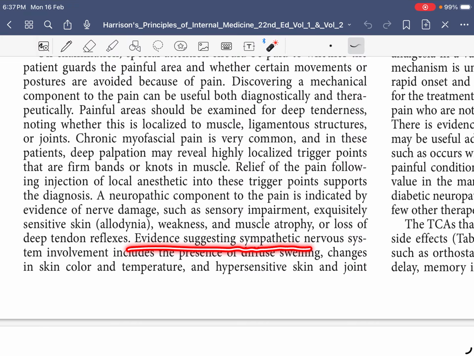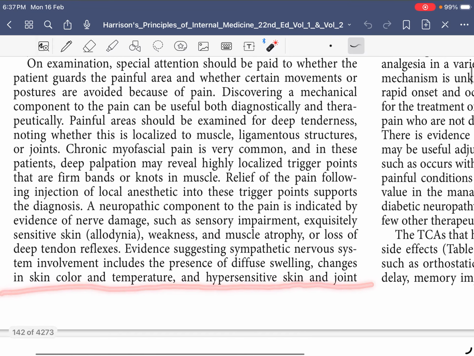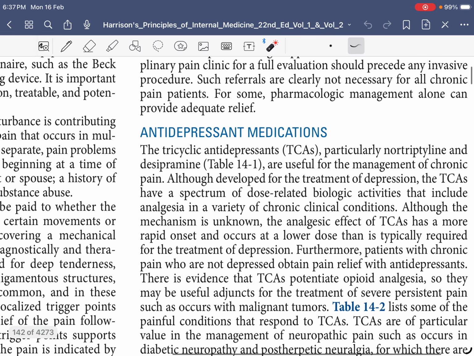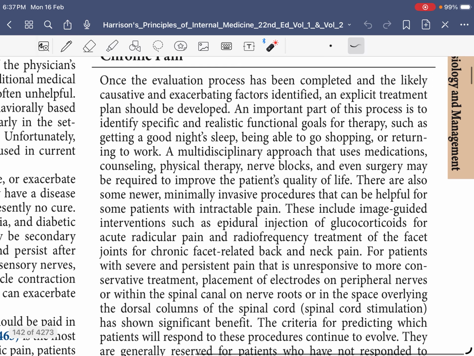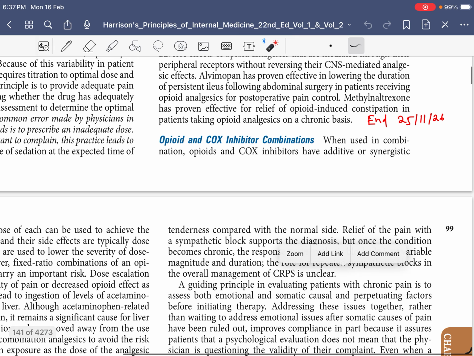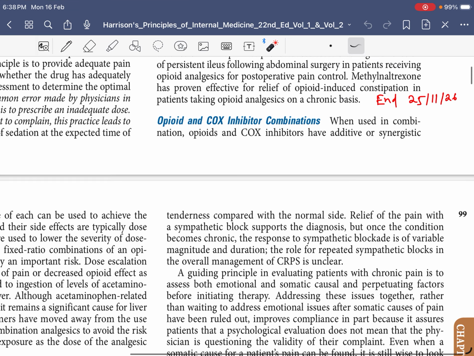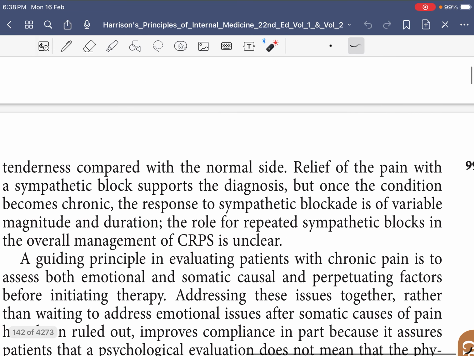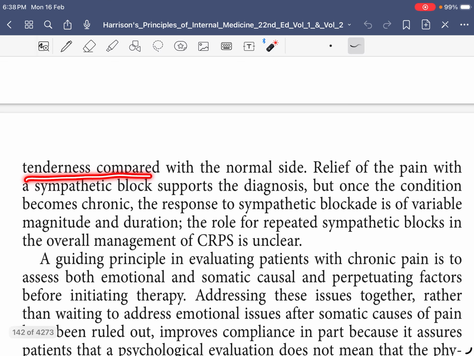Evidence suggesting sympathetic nervous system involvement includes the presence of a diffuse swelling, changes in skin color and temperature, and hypersensitive skin and joint tenderness compared with the normal side.